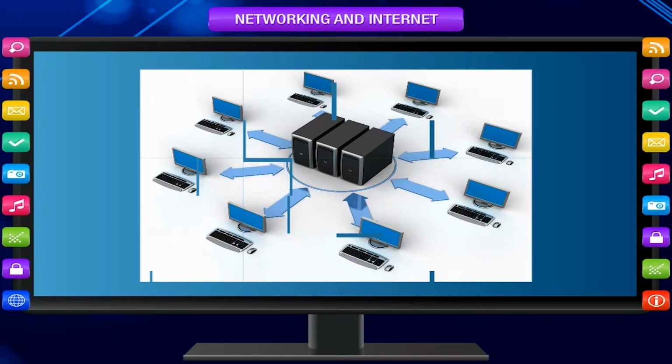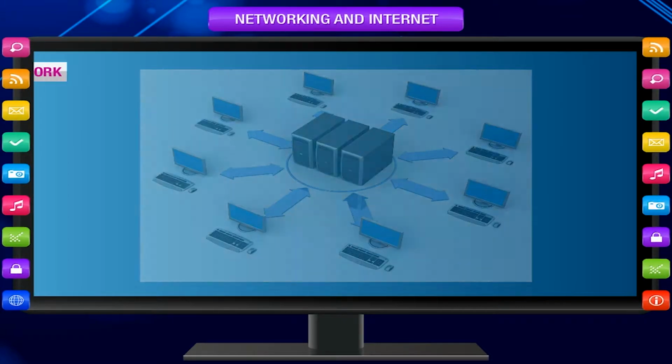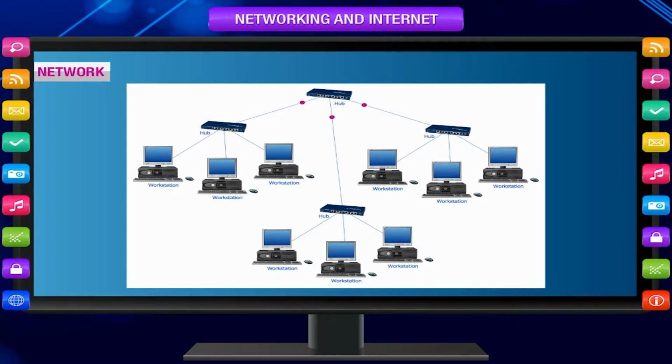You will come across the terms network and internet very frequently. It is the backbone of the computer. So, you must know about it. Network. When two or more computers are connected to each other, this system is called a network.